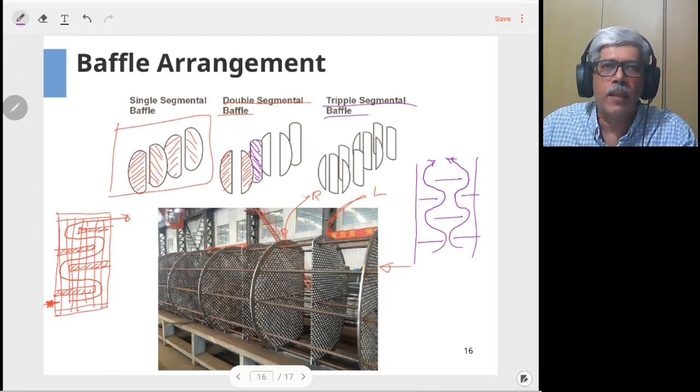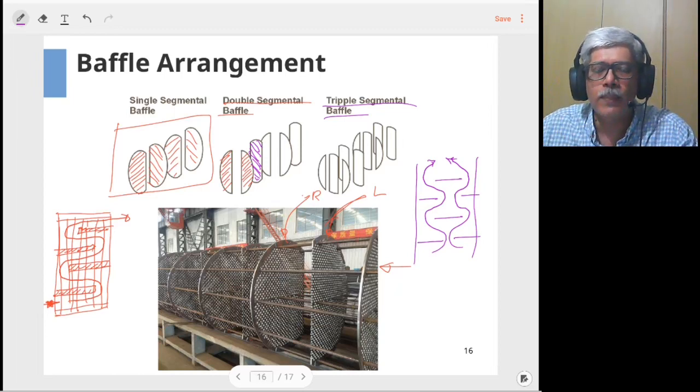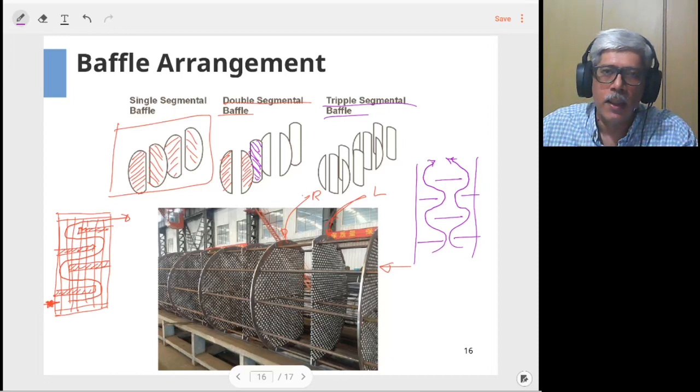So these are the different types of baffle arrangements which are used for different types of applications, and a proper balance between the pressure drop and gain in heat transfer efficiency is made to select the proper baffle arrangement.